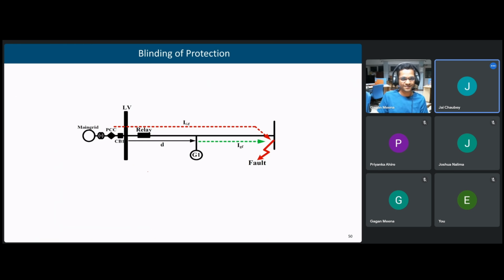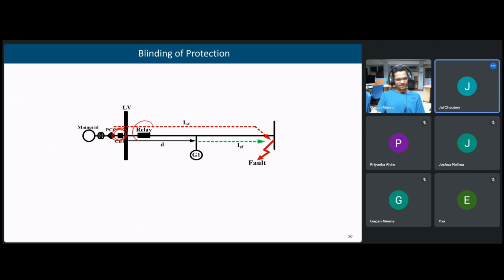Blind is related, similar to this, no? How? A relay. No, it's not similar to that. One relay will not see the fault. Yes, this one. So the condition is like that.